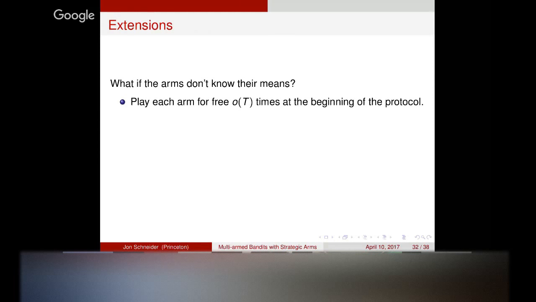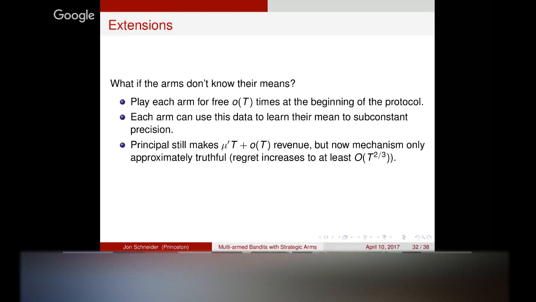It turns out you can do something similar, which also doesn't really solve this problem of not actually doing learning. What you can do is play each of the arms for free for some amount of time at the beginning, a little o of T time, and then the arms themselves can learn their mean to some subconstant precision. And then the principal will still make roughly the second highest mean times T revenue, but now the mechanism is only approximately truthful. It'll get some regret bound of at least T to the 2/3. And yeah, you're basically still offloading the learning to the arms.